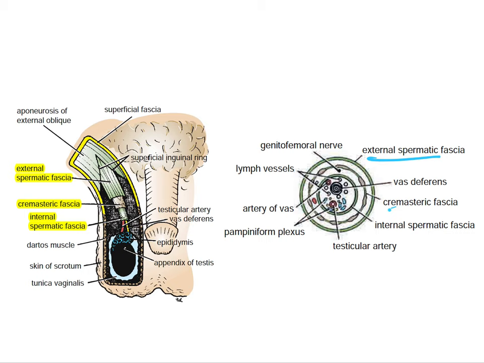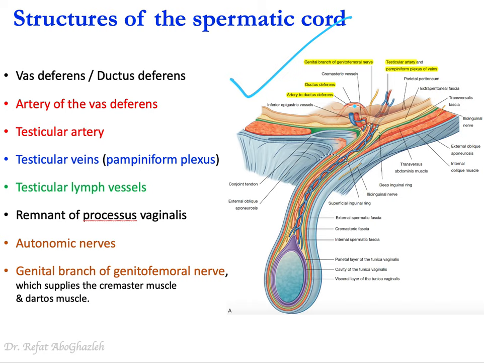Now, what are these structures, guys? Very important. You have to know all of these structures. You have the vas deferens that carries the sperms from the testis out to the penis. And guys, this vas deferens has an artery known as the artery of vas deferens. Also, you have the genital branch of the genitofemoral nerve, which is from lumbar plexus L1, L2. Look at it here. It will innervate the cremasteric muscle. And also, guys, you have the testicular artery because this is the testis. So we have the testicular artery and venous plexus here shown in blue.